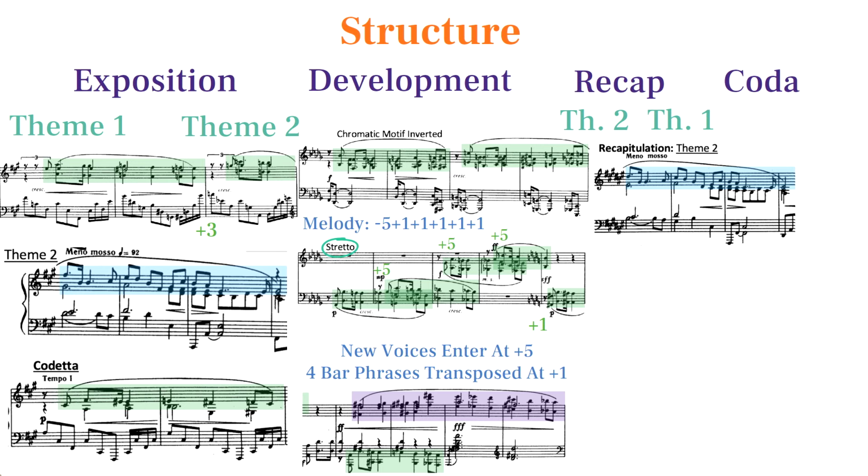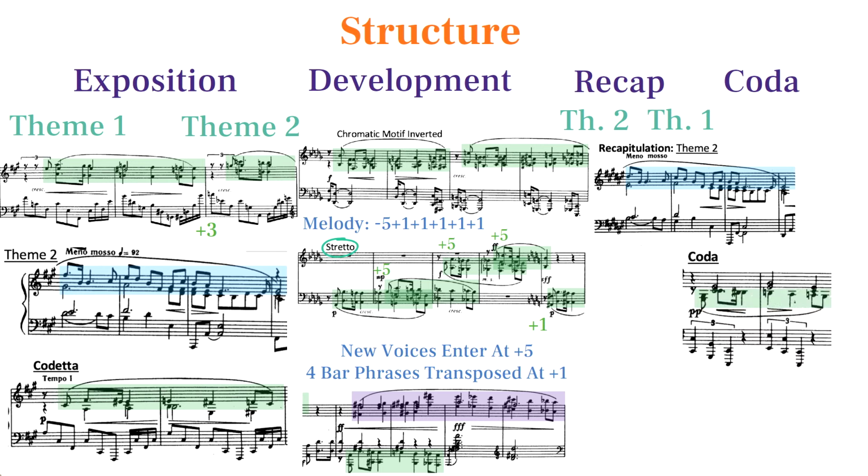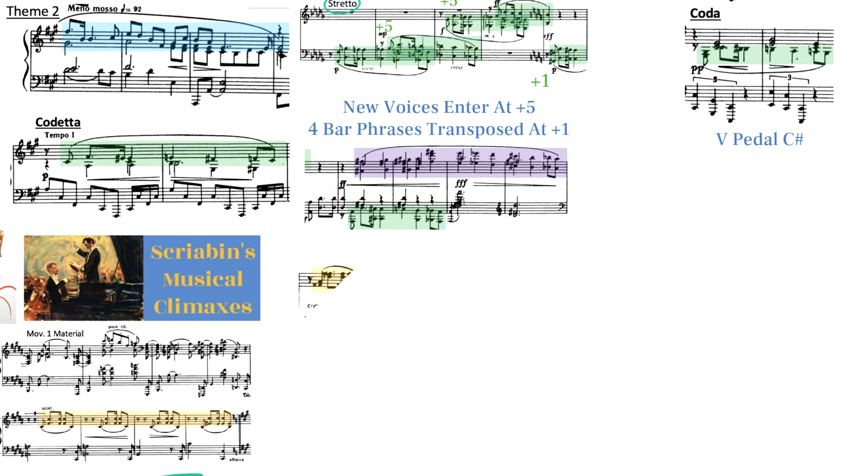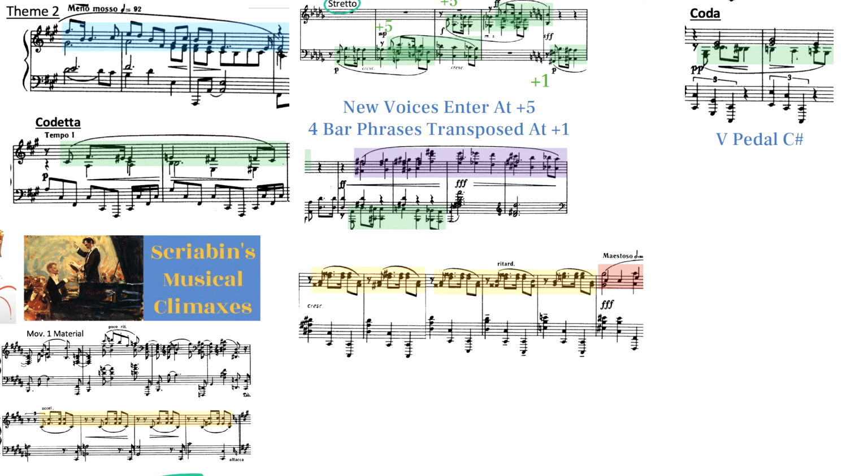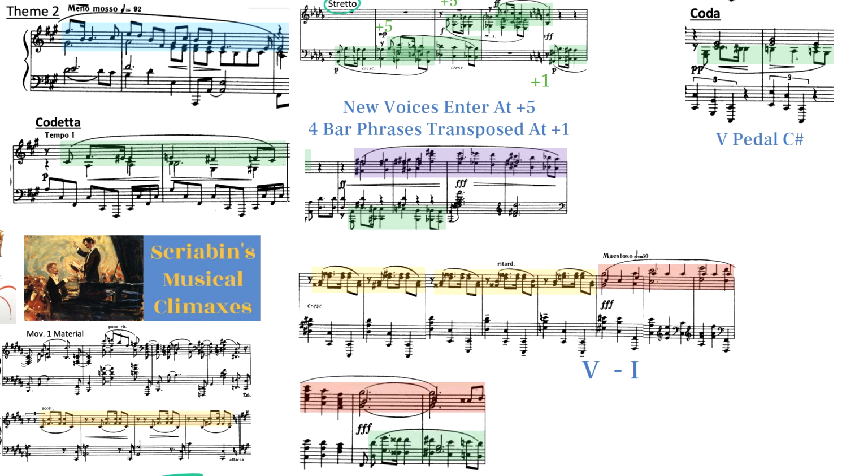Theme 1 returns with some variations, and then the coda begins quietly as a build-up to the climax. The build-up section has a dominant pedal, meaning that the 5th scale degree C sharp stays in the bass to build tension until we get a 5-to-1 cadence arriving at the climax. The climax features the melody from movement 3 triumphantly with interjections of theme 1 during the sustains of the melody.